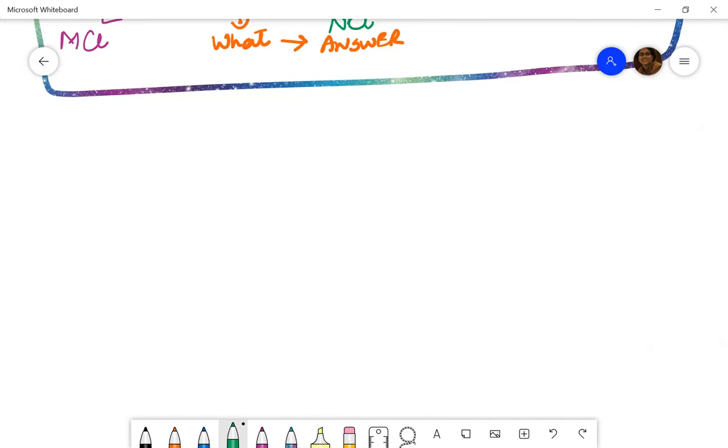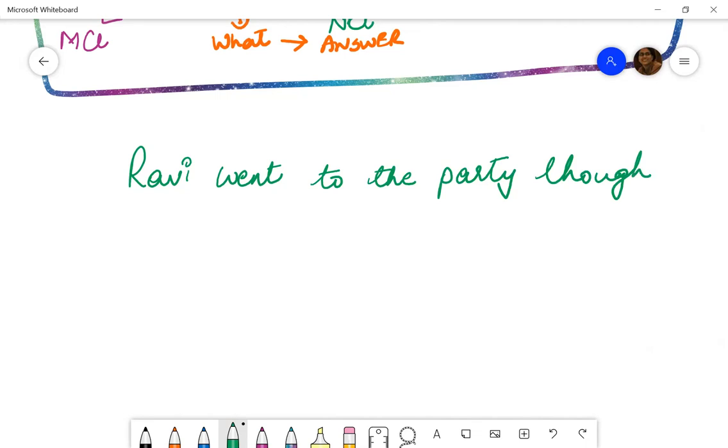So, Ravi went to the party, though he was tired, right? So Ravi went to the party though he was tired. How many verbs are there in this? Went and was, that's it, right? So this was and this went, that's all that there is in terms of verbs.